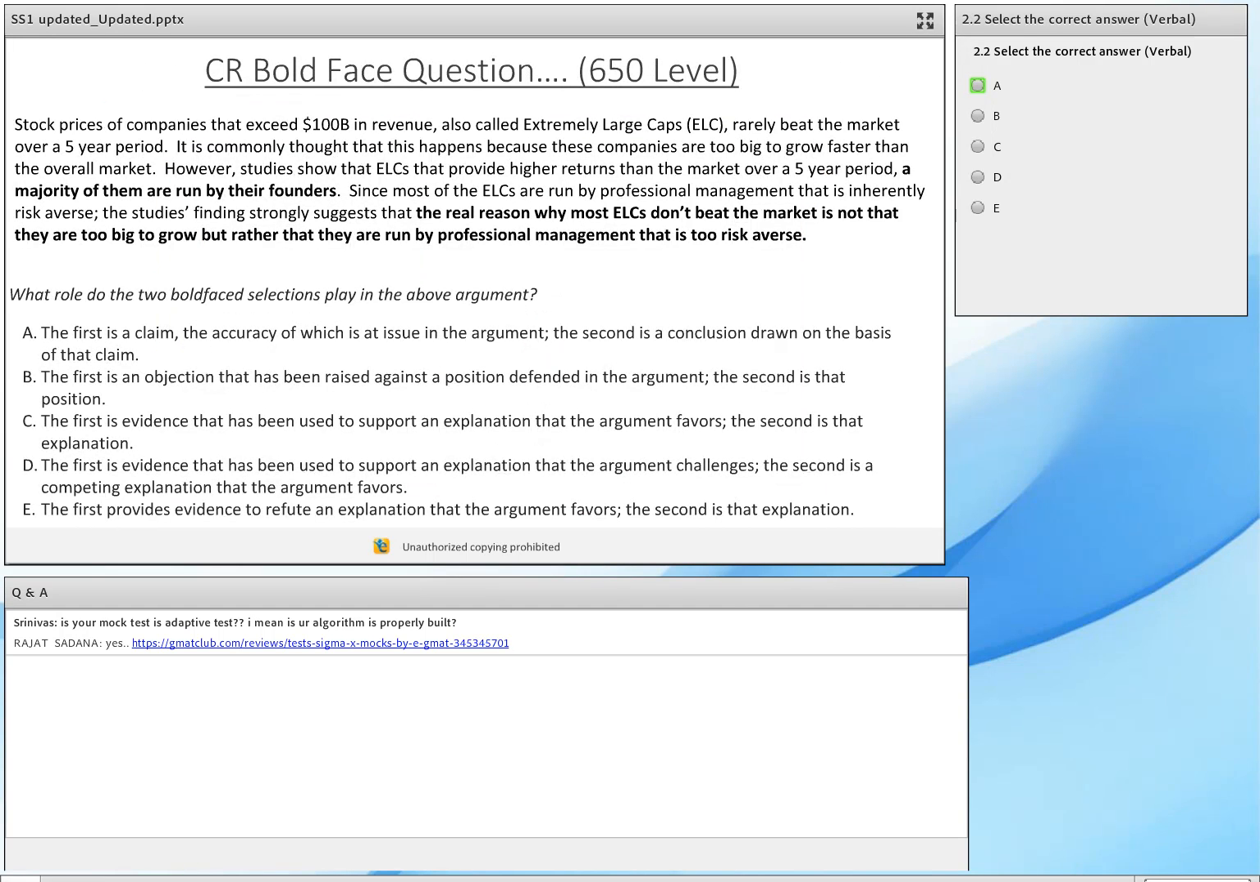It's not super difficult. It's not super easy. Give yourself about 3.5, 4 minutes to answer this question. I'm going to give you ample time, so don't rush through this. Take it slow.